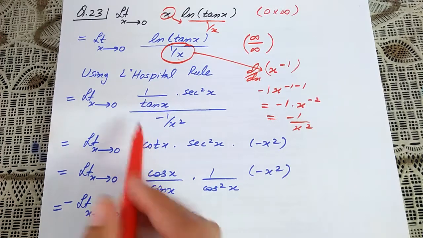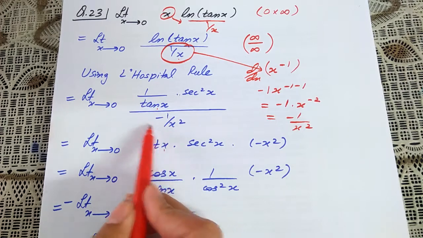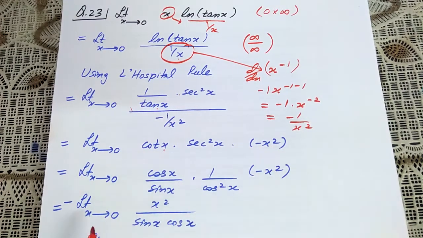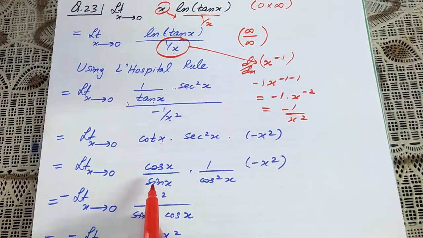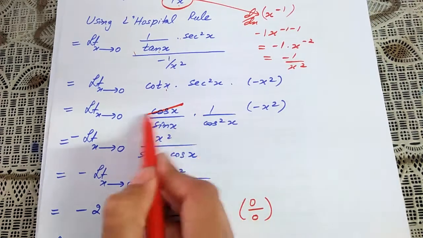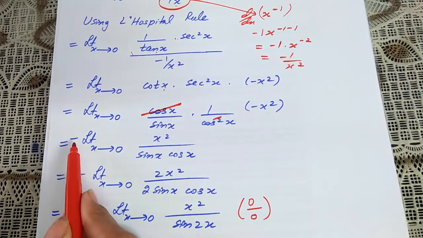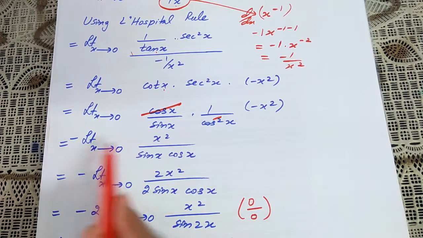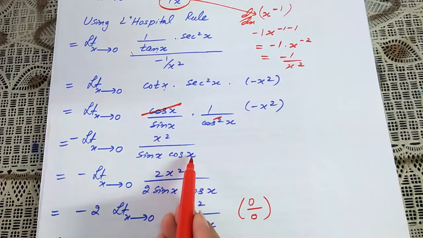Just rearrange the terms. 1 over tangent x will be cot of x, secant square as it is. This is 1 over in this form, so it can be moved up like minus x square. Again, simplify the terms. Cot x can be written as cos x over sin x. Secant square of x can be written as 1 over cos square of x. Just multiply all the numerators with each other and the denominators with each other. This will be cancelled with this one. We got x square. I have taken this minus sign outside because it makes no change in the problem. Limit x approaches 0, x square over sin x times cos of x.